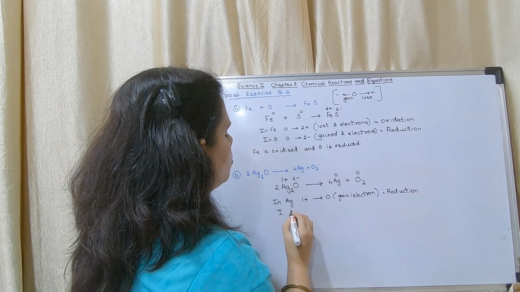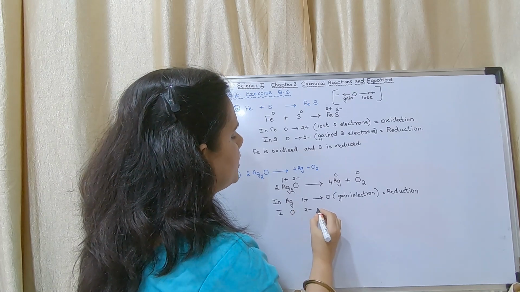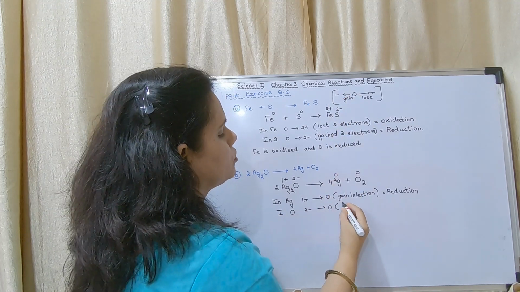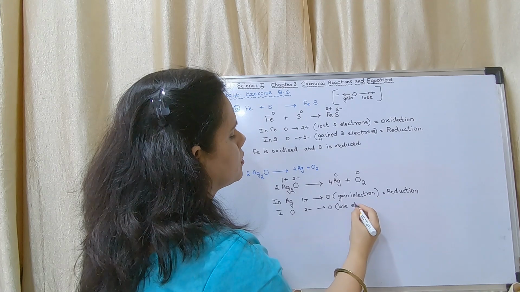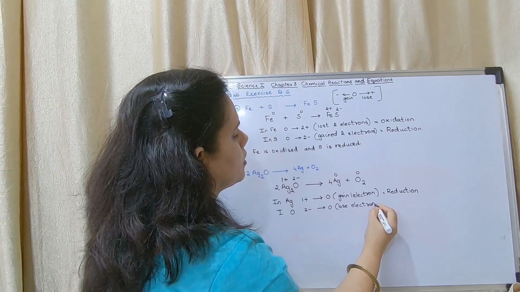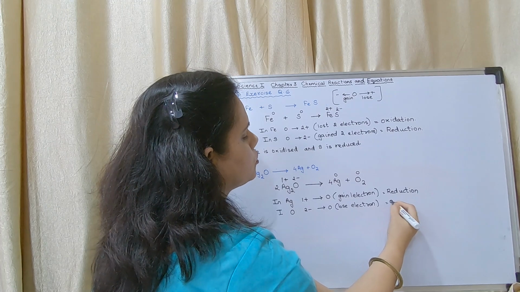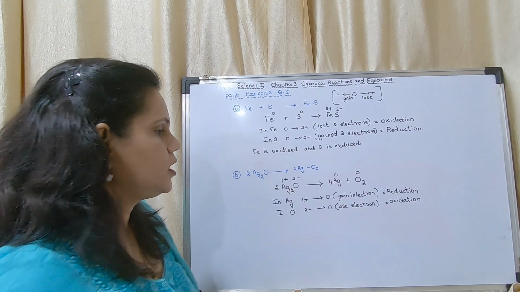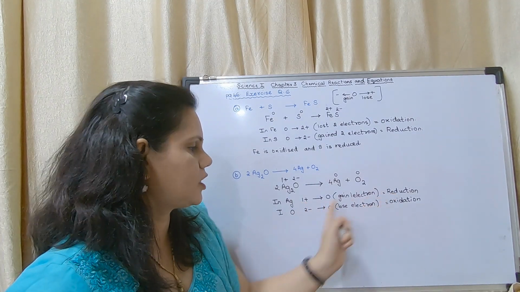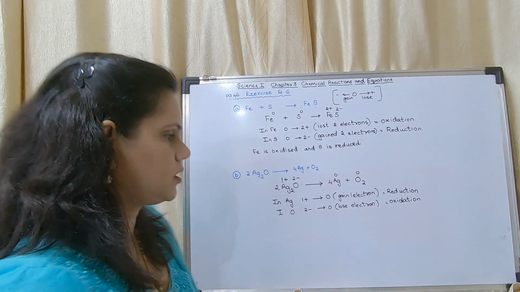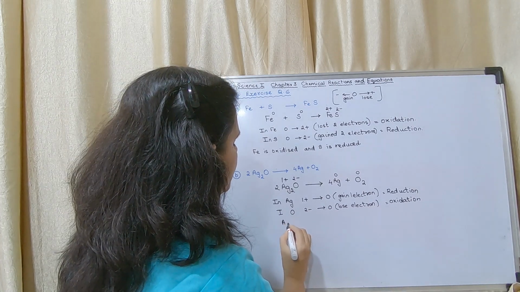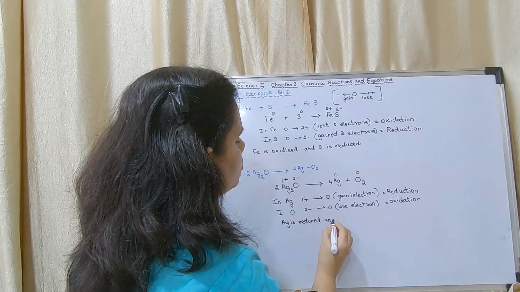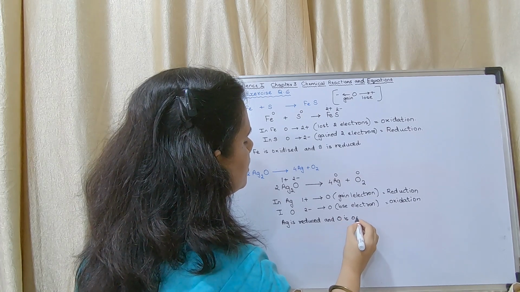Now in O, 2 minus is getting converted into 0. So 2 minus to 0, it has to lose electrons. So as it is losing electron, it is oxidation. Have you understood? So as this is gaining electron, it is reduction. As this is losing electron, it is oxidation. So Ag is reduced and O is oxidized.